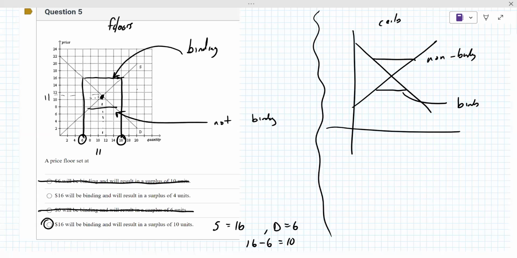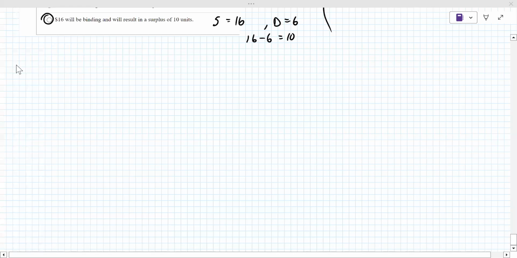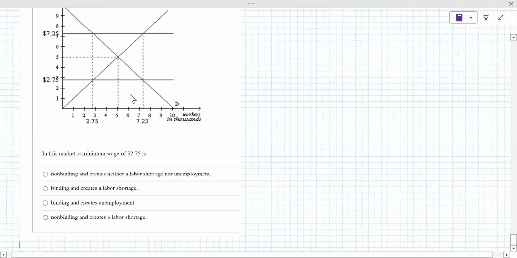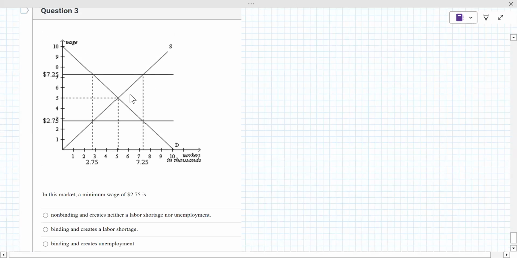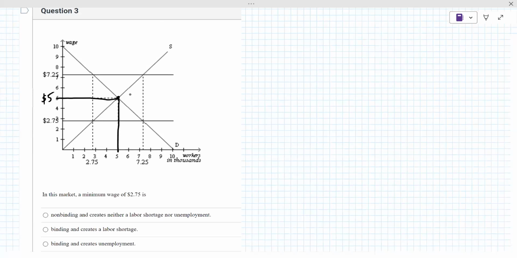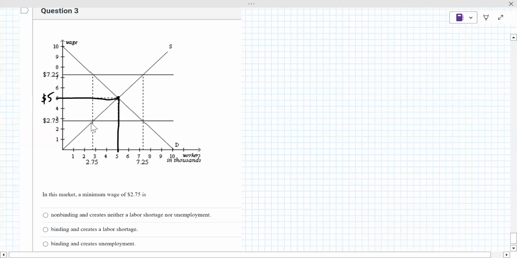Let's go back and look at 3 maybe. All right. In this market, a minimum wage of $2.75 is... So let's go look at where it's supposed to be. It's supposed to be at $5. So you and I run a business and we want to pay everyone $5, okay? But the minimum wage is 2.75.